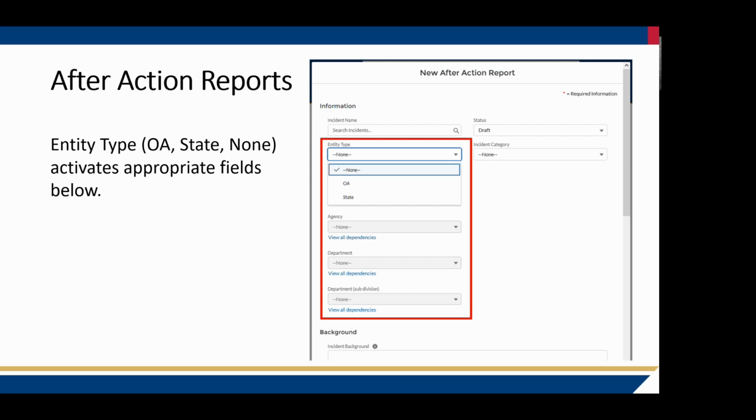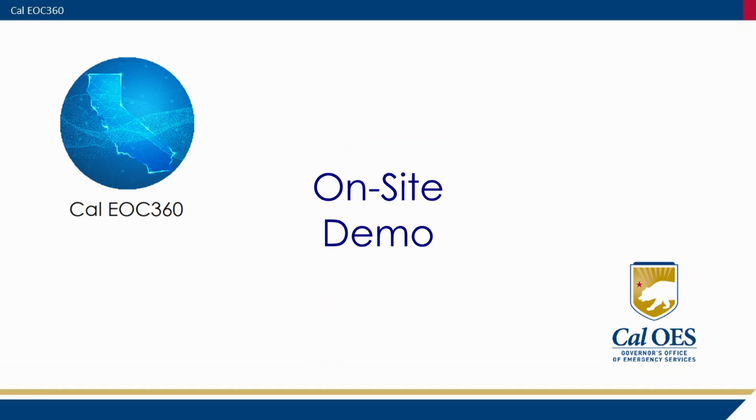So if you choose one, it activates some. If you choose another, it activates different fields here. And there's a little link for viewing the dependencies, so you can see which ones are likely to activate with which choices.